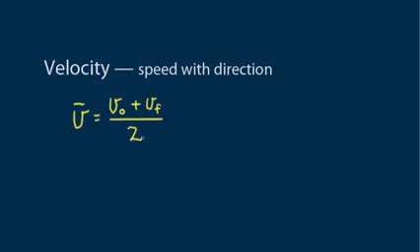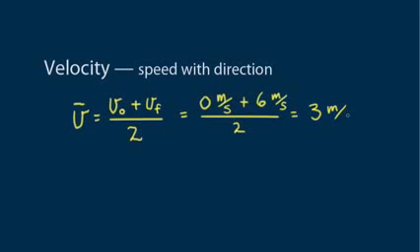Suppose biker Barry rolls down a hill with his engines off, beginning at rest and reaching the bottom at 6 meters per second. What's his average speed on the hill? We see average speed is 0 meters per second plus 6 meters per second, the final speed, divided by 2. His average speed or his average velocity is 3 meters per second.